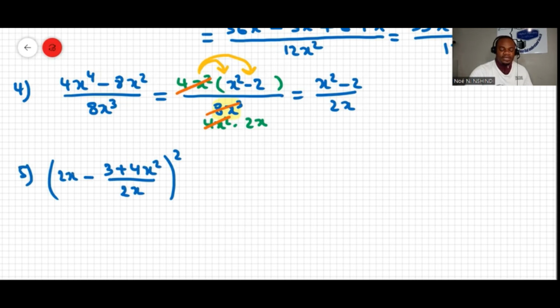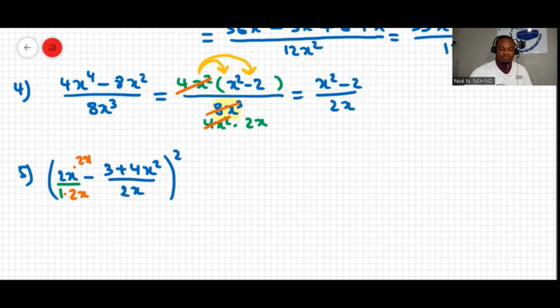So to solve this, I think it's going to be useful if we first work out the fraction. Work out what is within the parentheses. Understand that over here the denominator is just 1. So if I need to find the LCM of 1 and 2x, it is just 2x. So over here I must times by 2x, and there I also times by 2x.